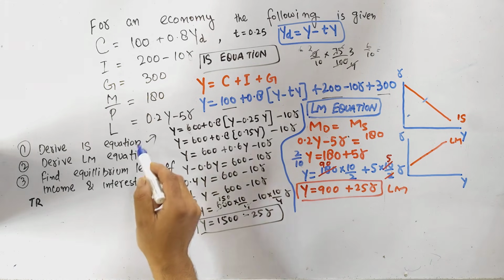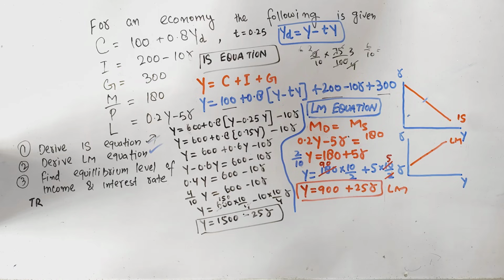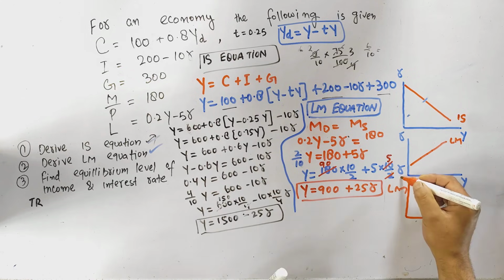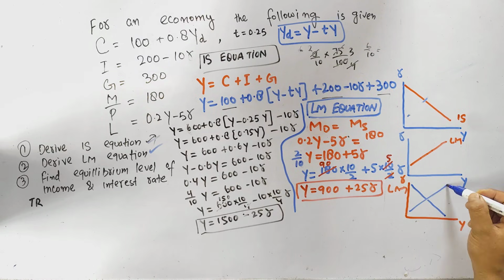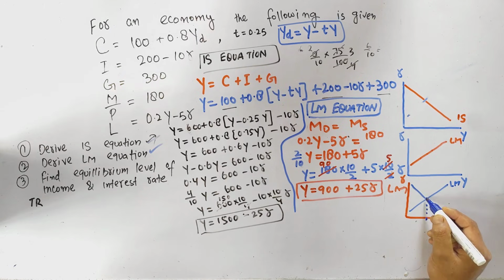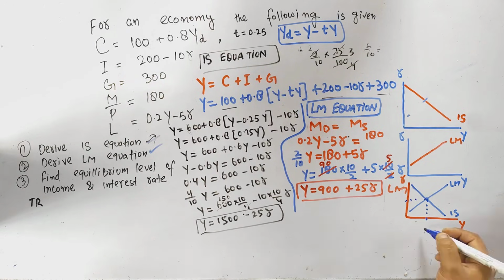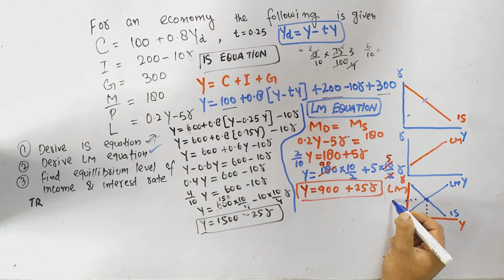Okay, so we got the IS equation, we got the LM equation. Now we need to find the equilibrium level of income and rate of interest, that is, the simultaneous equilibrium. So we have income and rate of interest. For IS-LM to be in equilibrium, they should intersect each other. So we have this downward sloping IS and this upward sloping LM. The point of intersection of IS and LM will give us the equilibrium level of income, Y star, and rate of interest, R star.